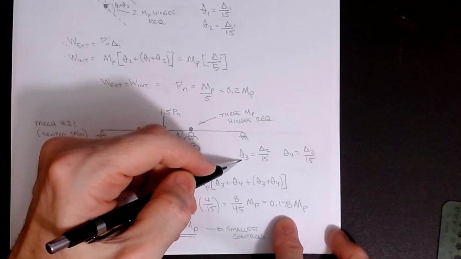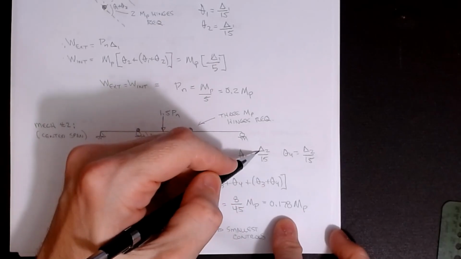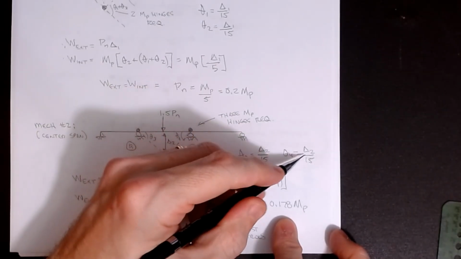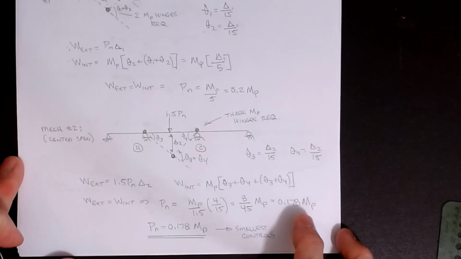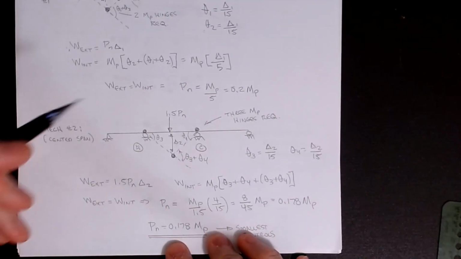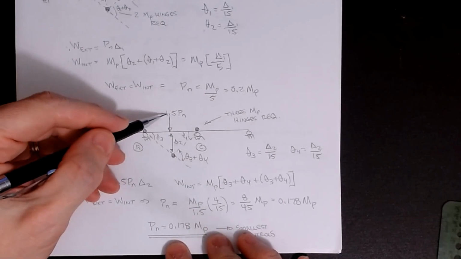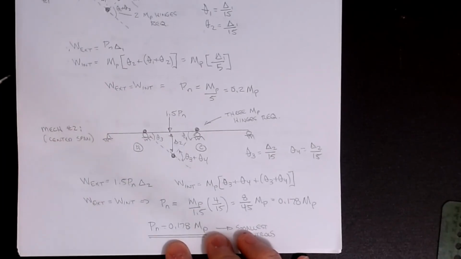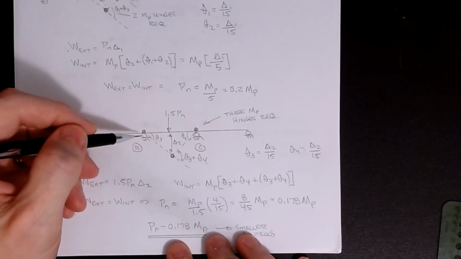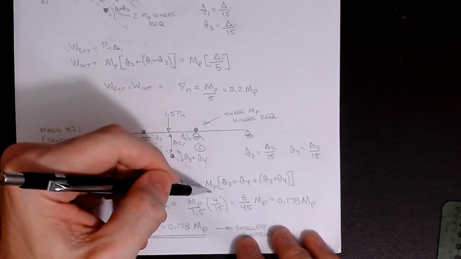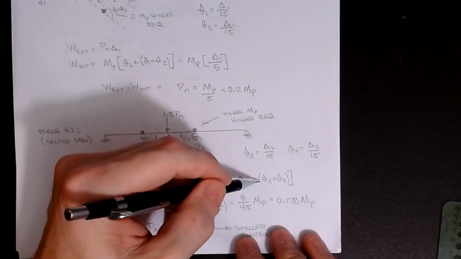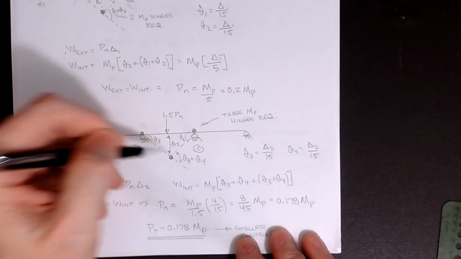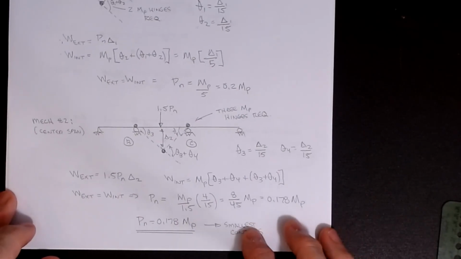Okay. Write your expressions for theta 3 and theta 4 in terms of the delta. So that's delta 2 over 15 and delta 2 over 15 for the other one. Same as what we had in the first one because the loads are in the same location. The external work then is 1.5 Pn multiplied by delta 2. The internal work then, now I have 3 hinges, and so it's going to be Mp times theta 3, that hinge, plus theta 4, that hinge, plus theta 3 plus theta 4, this hinge. And so I get all 4 of them back on this.